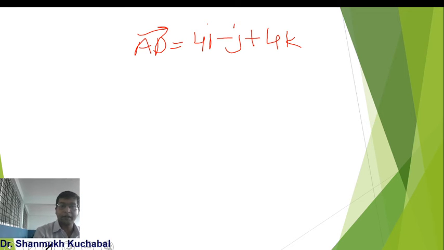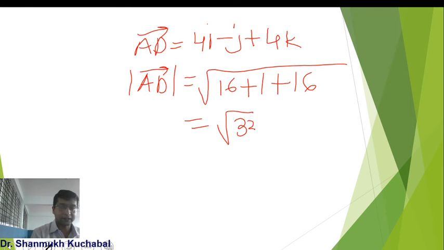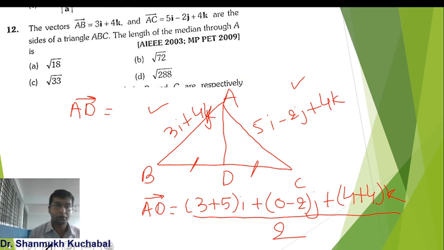Magnitude we have to calculate. Magnitude of AD is equal to the square root of the i coefficient squared, 16, j coefficient squared, 1, k coefficient squared, 16. So we get the square root of 33. Therefore, option C is the right answer. You can take a screenshot of this. This is the first page.